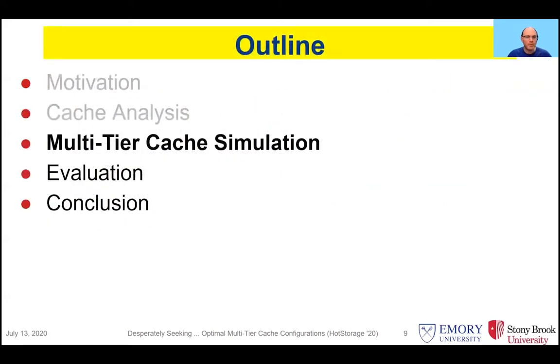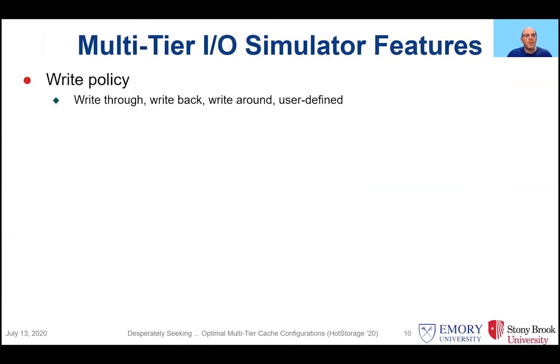Next, I'll enumerate the important features of a multi-tier cache simulator, introduce a trace upscaling technique, and describe the simulator we developed. A properly designed multi-tier I/O simulator should contain a rich set of features and be general enough to model any cache hierarchy. Write policy is typically chosen based on data consistency and recoverability needs, but it can have a massive impact on performance in multi-tier systems.